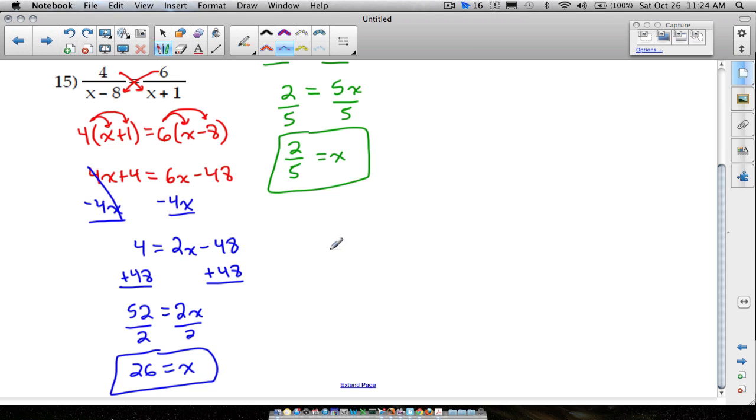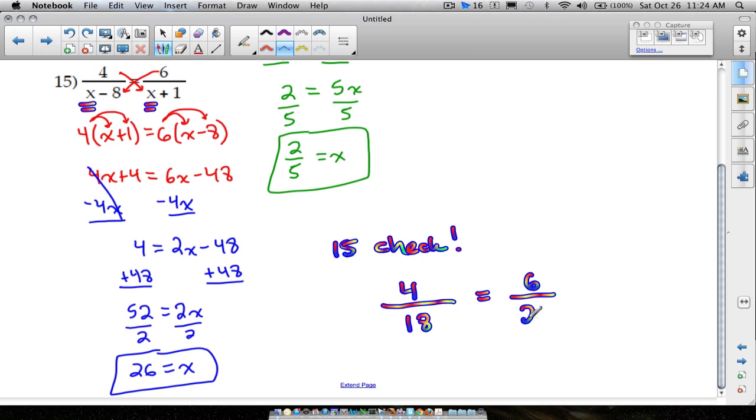So 15, let's check. Now you don't have to show this on your test, but I highly recommend at least checking your work just to make sure you did the problem correctly. So we're going to check number 15. We've got to plug 26 into that. So we have 4 over, plug in 26 right there. 26 minus 8, that gives you 18. On the other side, let's go ahead and plug in 26 over here. So we have 6 over 26 plus 1, which gives you 27.